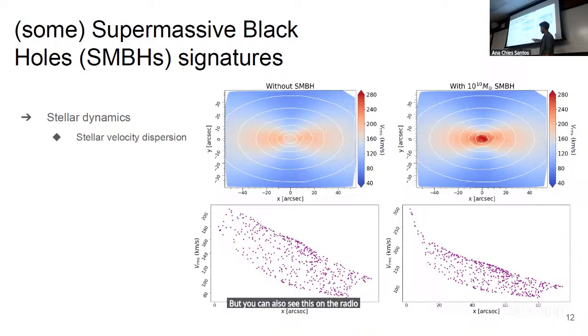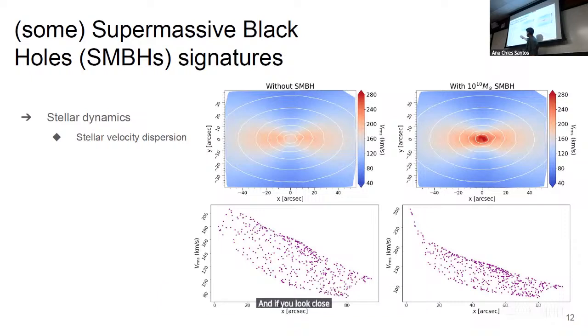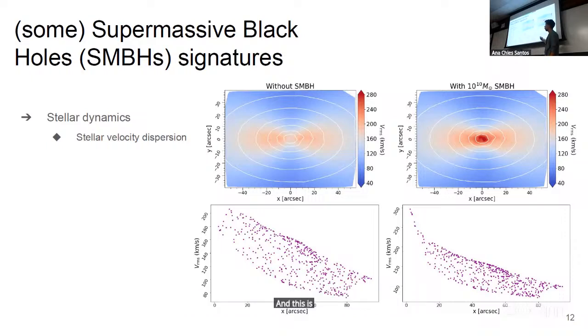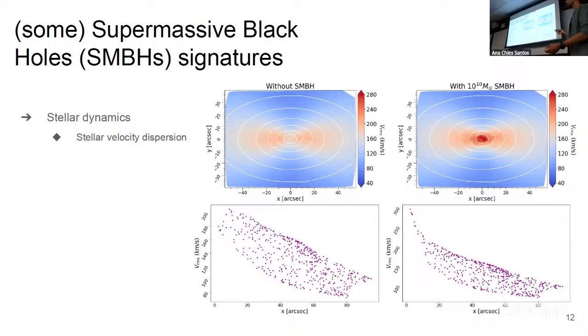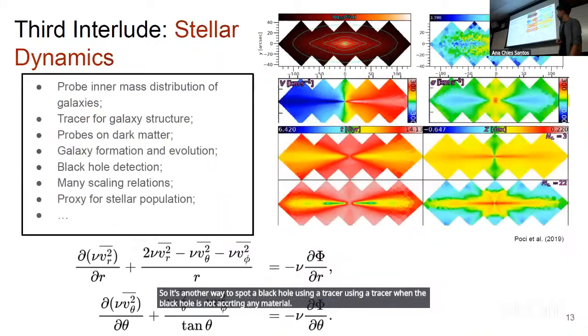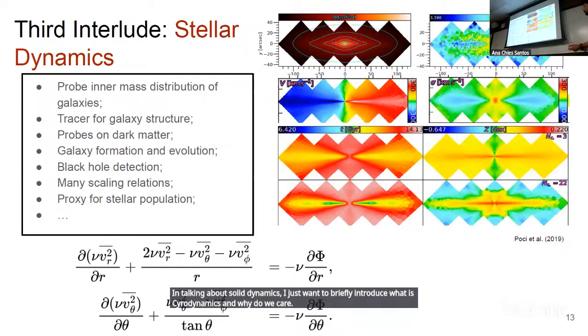This is the velocity dispersion radial profile. And if you look closely, here we go from 200 kilometers per second to 300 kilometers per second. And this is only because we have a black hole near the center of the galaxy. So it's another way to spot a black hole using a tracer when the black hole is not accreting any material. And talking about stellar dynamics, I just want to briefly introduce what stellar dynamics is and why we care about it at all.